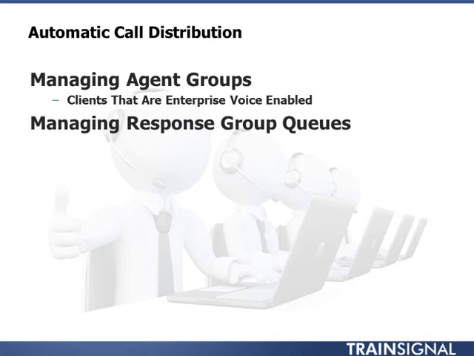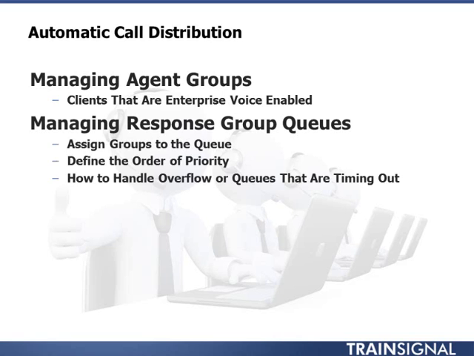When calls get routed over to a queue, it will hold on to calls for a response group until an agent answers the call. When we create or manage our queues, we have to define settings such as the groups that are going to be handling the calls for the queue. So we have to assign groups to the queue and define the order of priority that we want to route the calls to those groups.